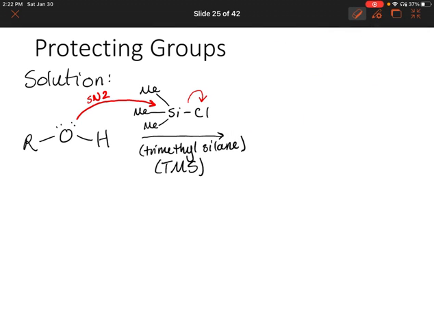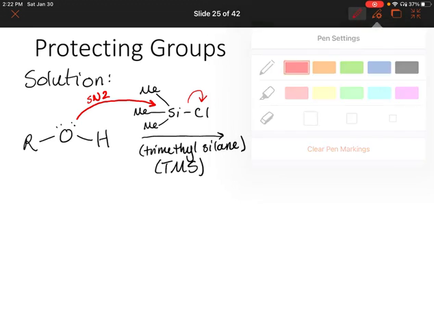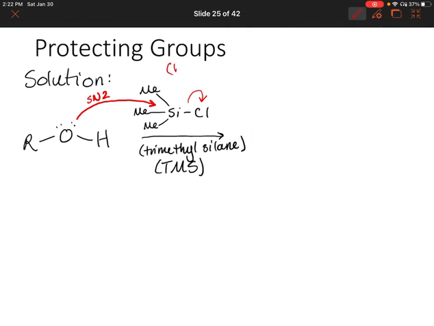And your textbook actually has a nice picture showing how the silicon atom isn't really sterically hindered because it's so large. So let's just make a note of that. So backside attack is possible because silicon is larger than carbon.